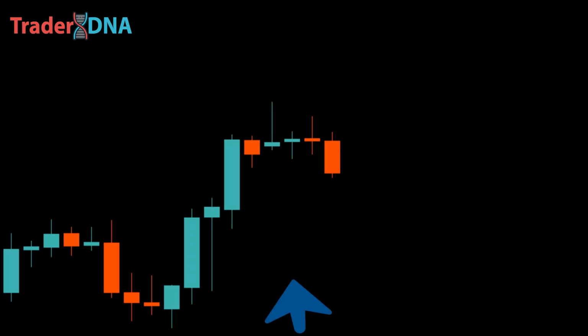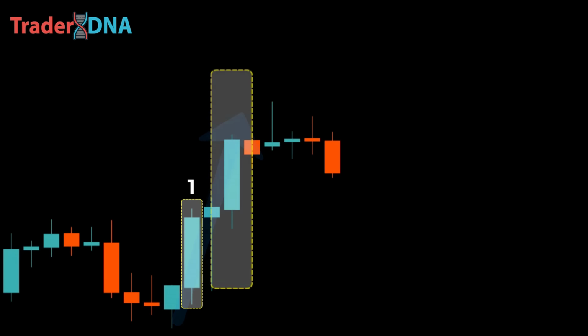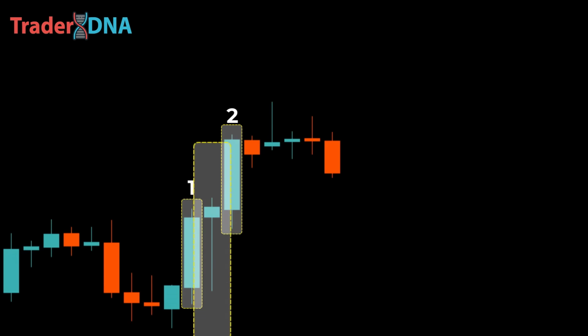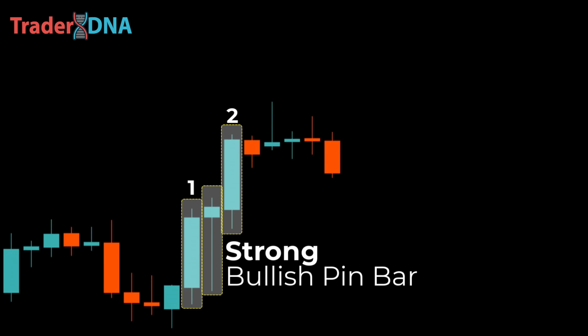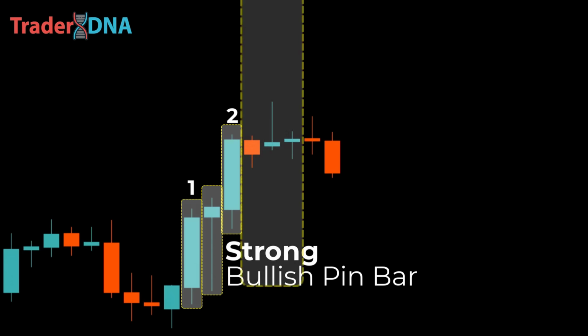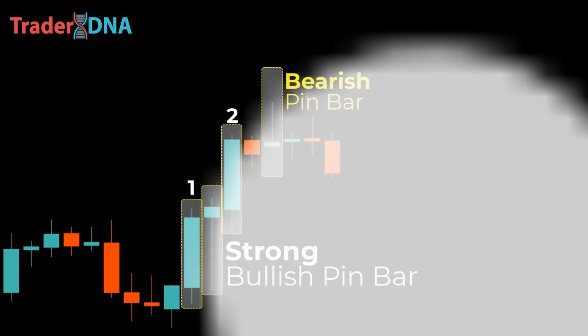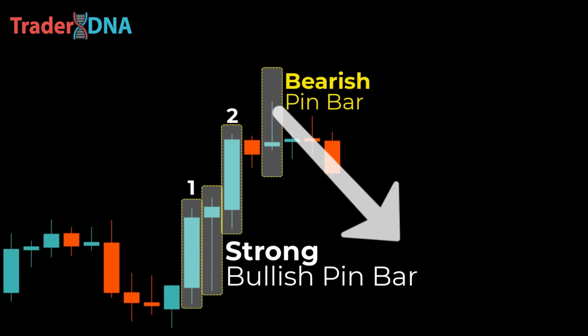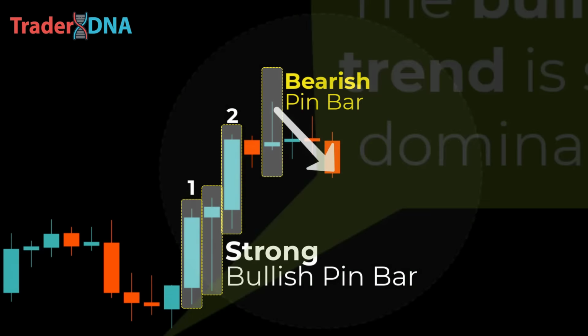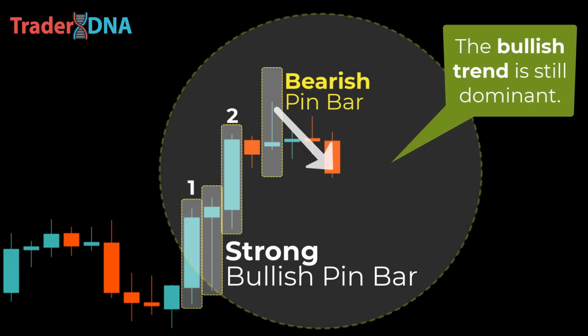It's crystal clear. The market is in a strong bullish trend. You can see two powerful bullish candles followed by a strong bullish pin bar. This is a textbook sign that buyers are fully in control. Then something interesting happens. A bearish pin bar appears, leading into a pullback. But here's what's crucial. The price doesn't drop significantly. Instead, the pullback is weak, confirming that the bullish trend is still dominant.